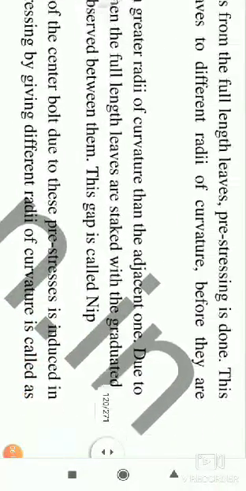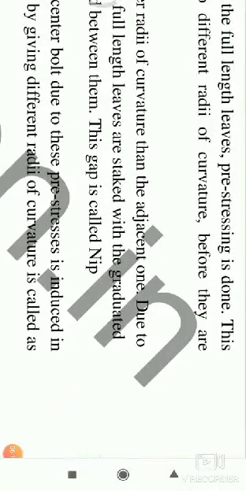What I just told you: full length leaves have a greater radius of curvature, and the graduated leaves have a smaller radius of curvature. They are given different radii of curvature before they are assembled with a central bolt. With the central bolt, full length leaves are given a greater radius of curvature than the adjacent one. Adjacent one means the master leaf or graduated leaf.